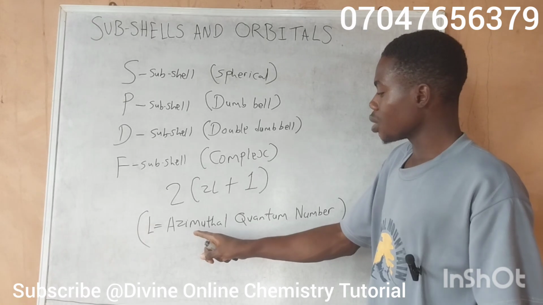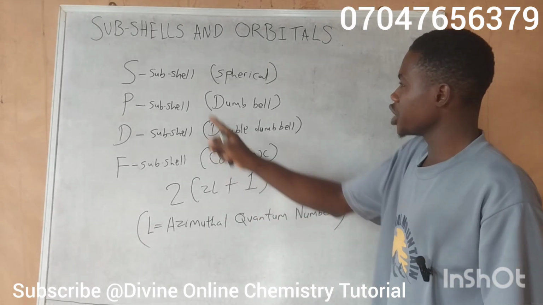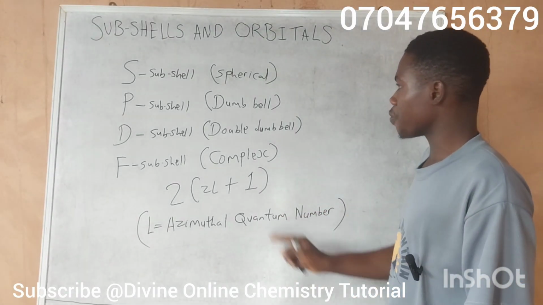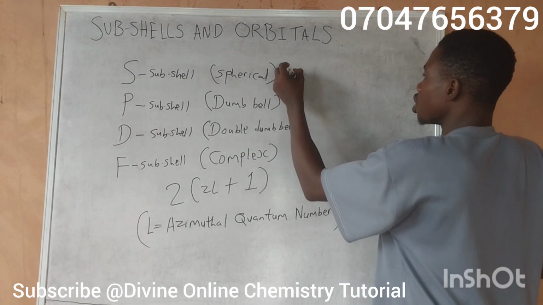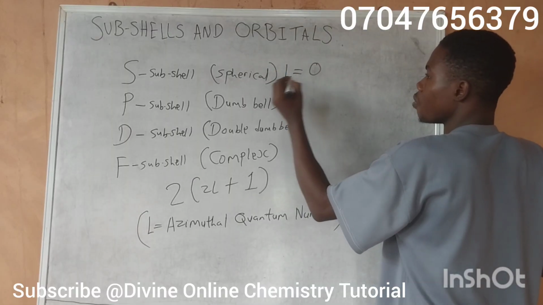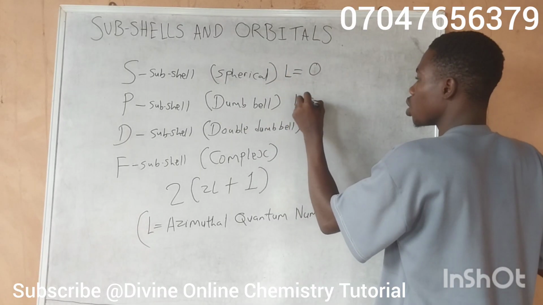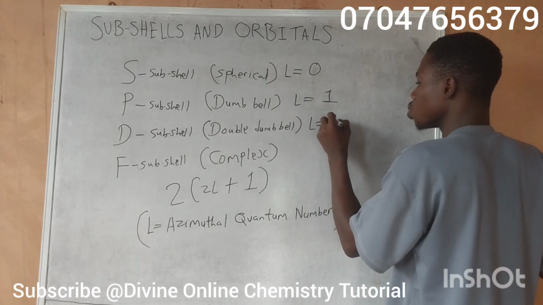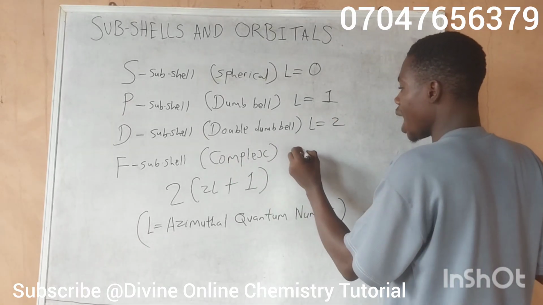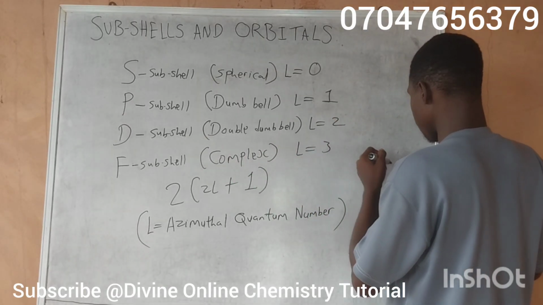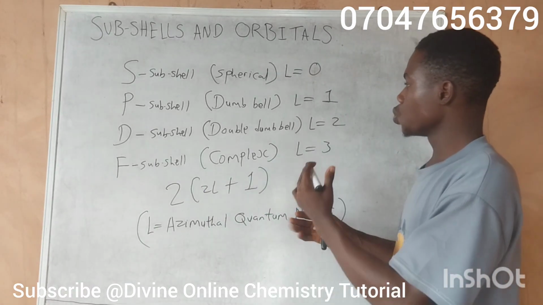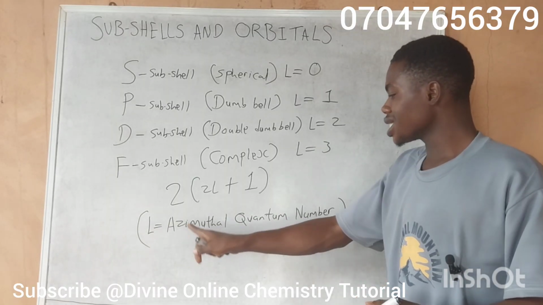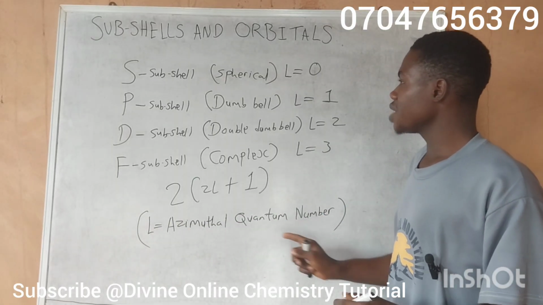Please take note that this L, the azimuthal quantum number, has a value for each of these subshells. The value of L for the S subshell is 0. L equals 1 for the P subshell. L equals 2 for the D subshell, while L equals 3 for the F subshell. Please take note that L refers to the azimuthal quantum number.